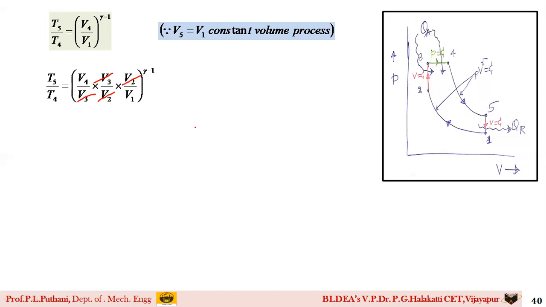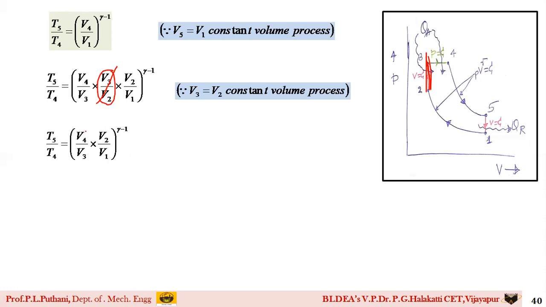And apart from this, one more important part: please observe in the PV graph what process 2 to 3 is. It is a constant volume process. So therefore, this term V3 by V2, both are equal to one another, which means they get cancelled. Your remaining equation is only V4 by V3 into V2 by V1, raised to gamma minus 1. So V4 by V3 is the cutoff ratio RC. V2 by V1 is 1 by RK, which I can write as RC by RK raised to gamma minus 1.